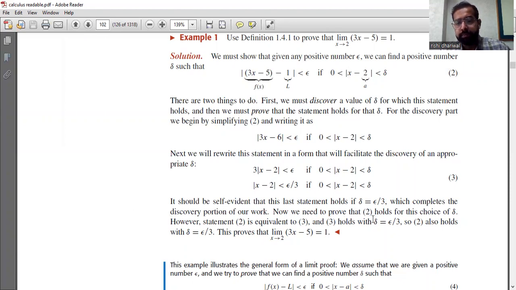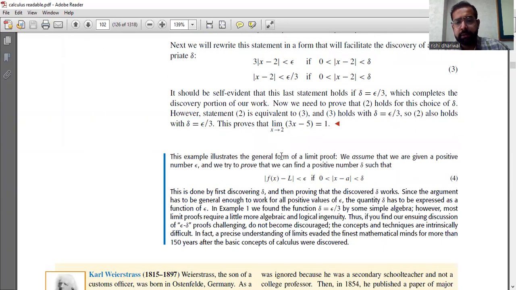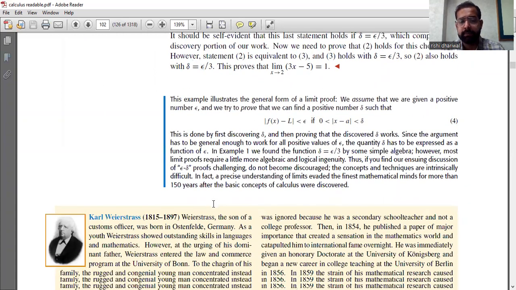Now we need to prove that it holds for the choice of delta. If delta is equal to epsilon by 3, then limit as x approaches 2 of 3x minus 5 is equal to 1. This example is the general form of a limit proof. We assume that we are given a positive number epsilon, and we try to prove that we can find a positive number delta such that the modulus of f(x) minus L is less than epsilon if 0 is less than the modulus of x minus A, which is less than delta.